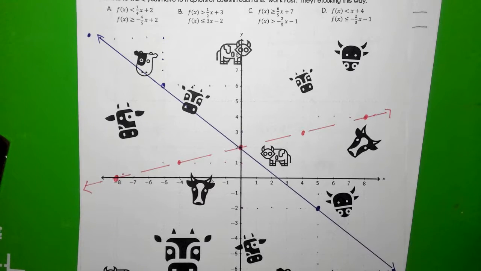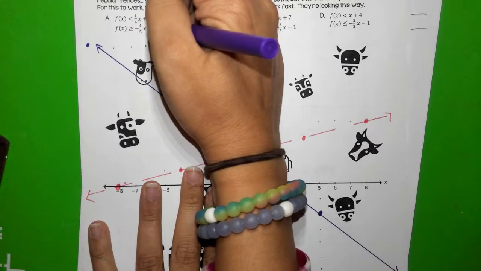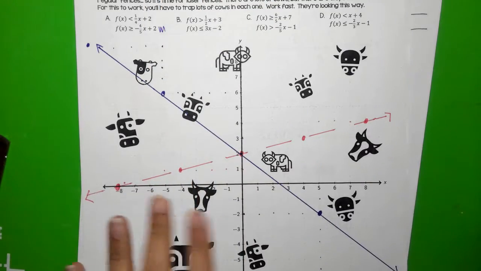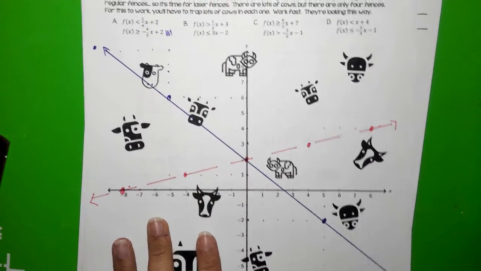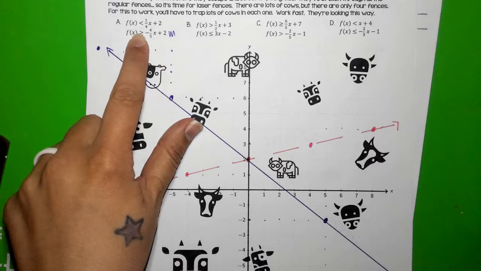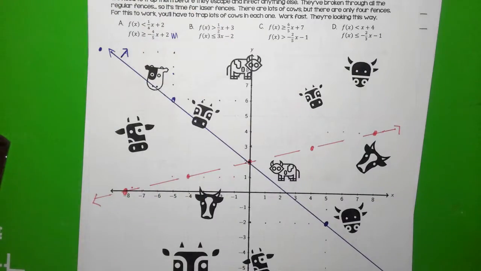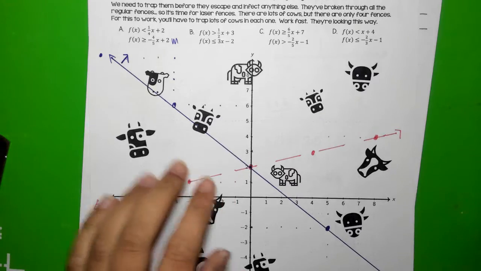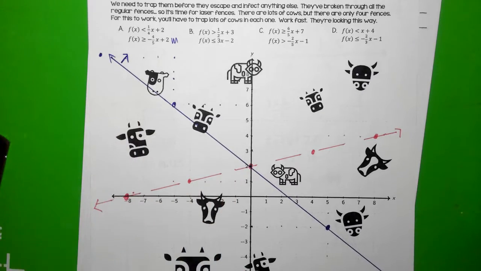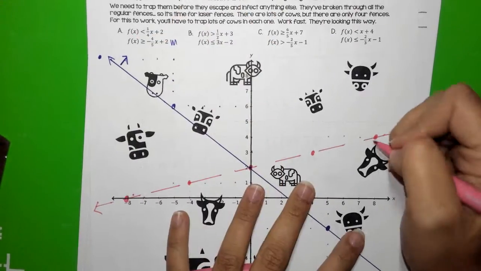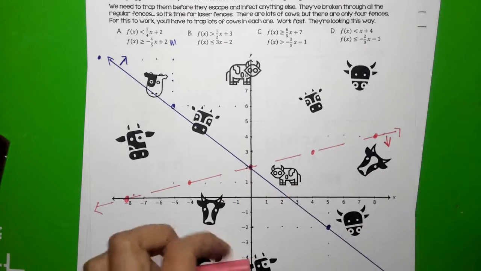So I know that this one, my solid one, is that going to be shaded above or below? It's greater than, so we're going to shade above. So I'm going to put an arrow up here that tells me to shade above this one. And what about the dashed one? Are we going to shade above or below? Below. So I'm going to put an arrow down.